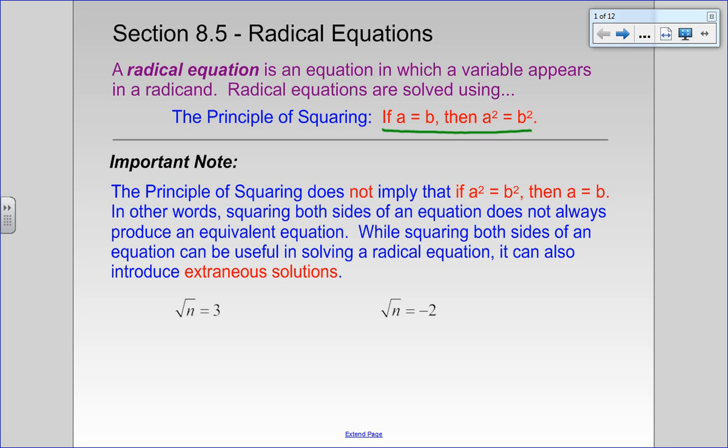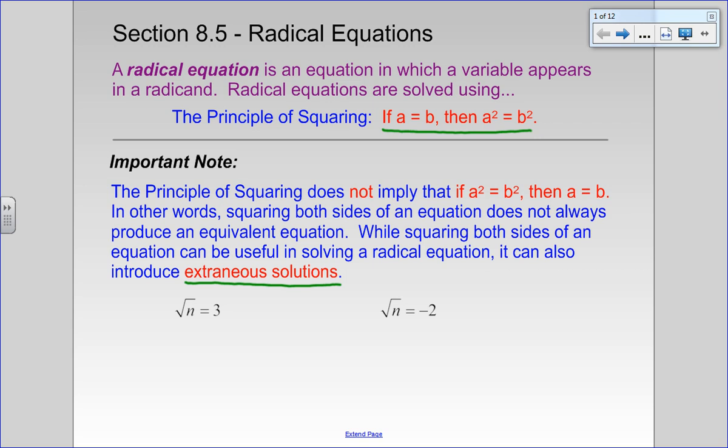In practice, this principle means that we can solve a radical equation using the step of squaring both sides of that equation. However, it's important to note that this statement cannot be reversed. The principle of squaring does not imply that if a squared equals b squared, then a equals b. In other words, squaring both sides of an equation does not always produce an equivalent equation. So while squaring both sides of an equation can be useful in the process of solving a radical equation, it can also introduce extraneous solutions, which are not solutions of the original radical equation.